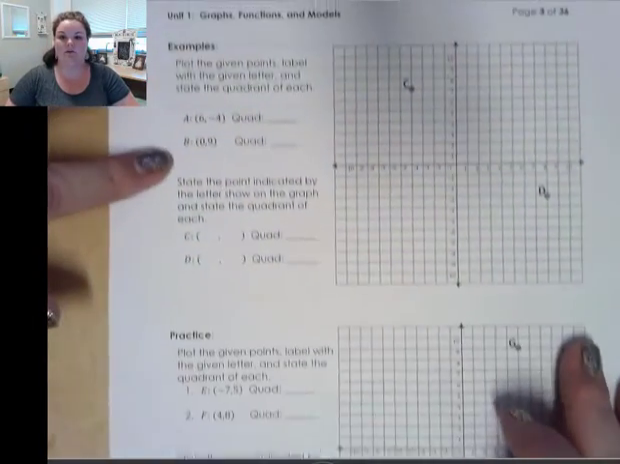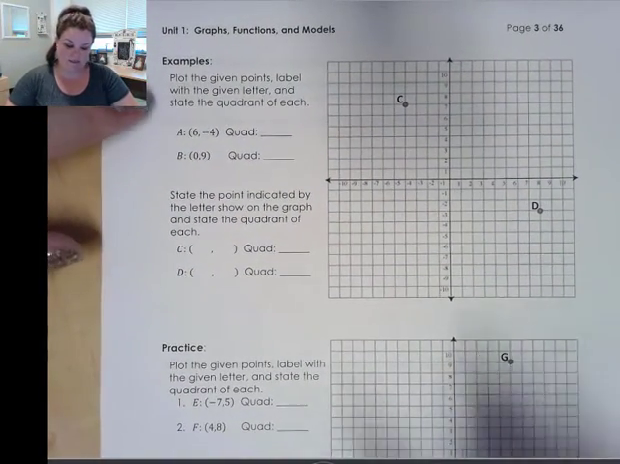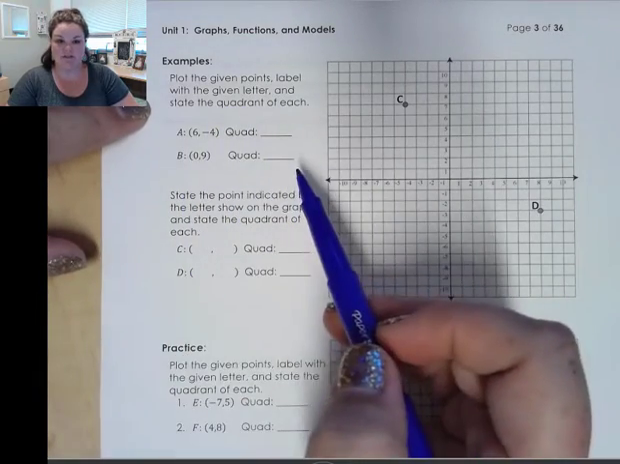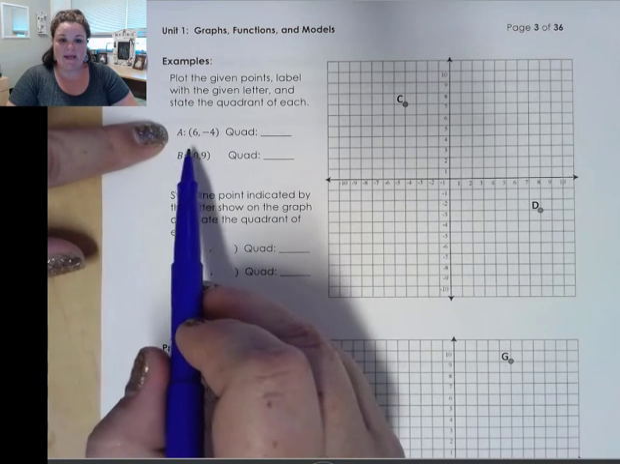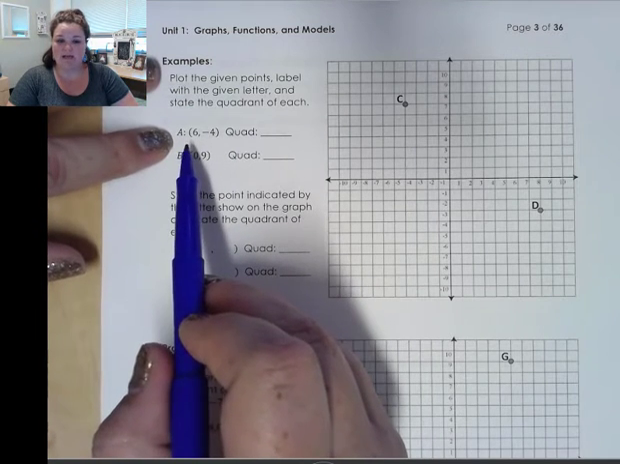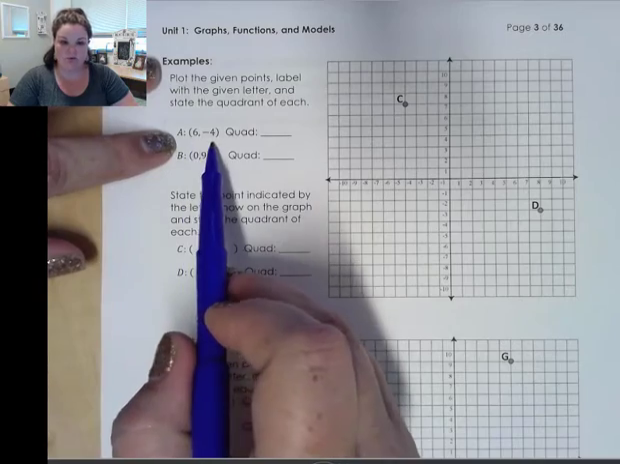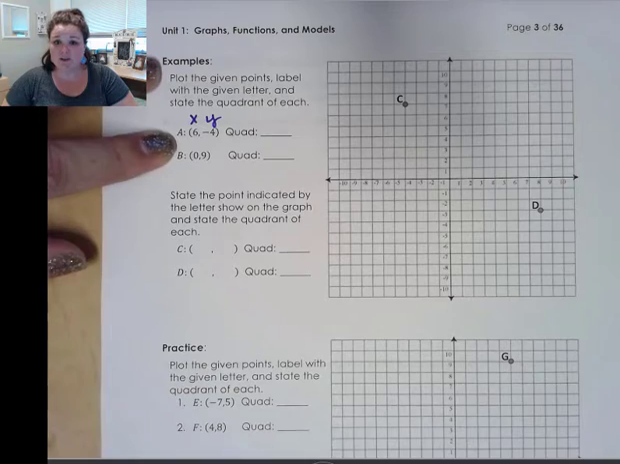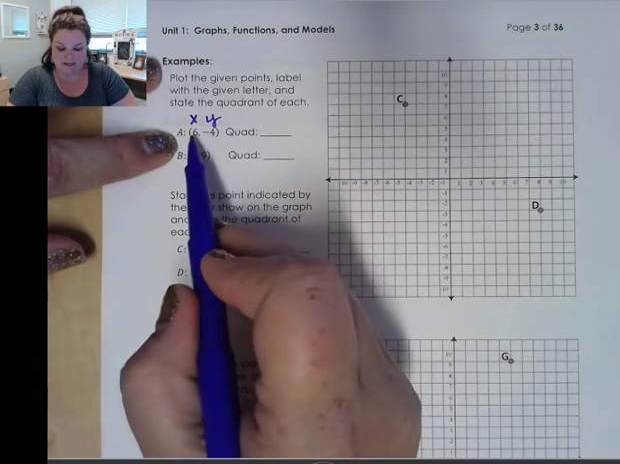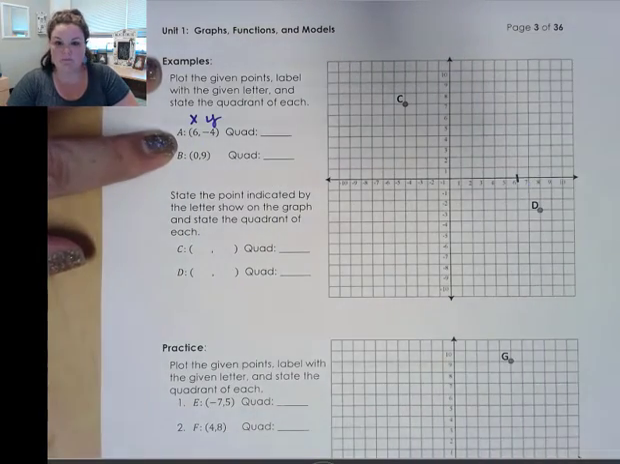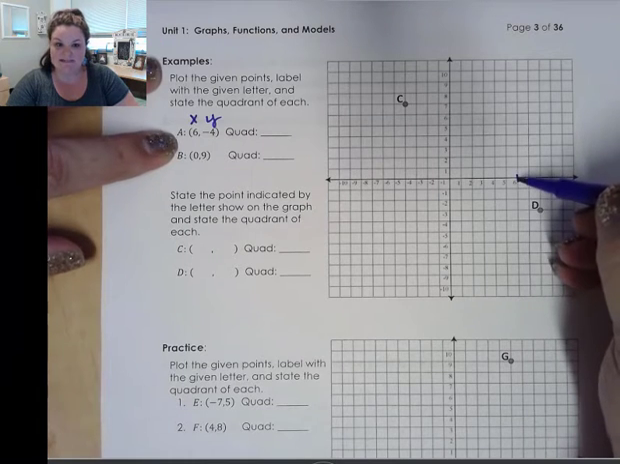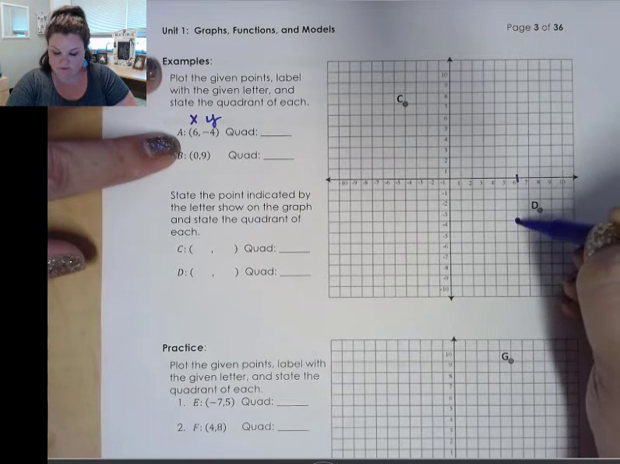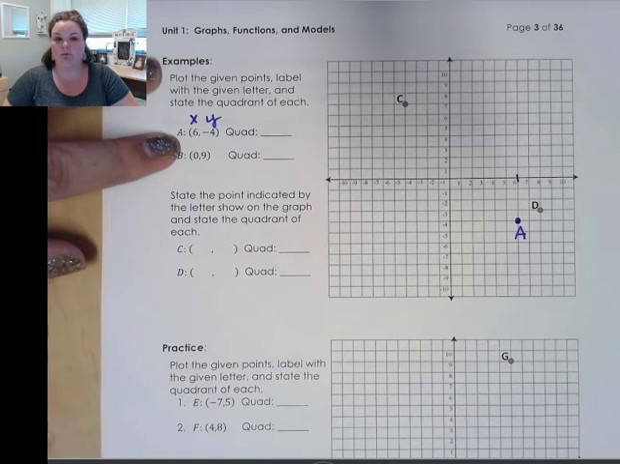All right, so a couple examples. This one says, plot the given points, label with the given letter, and state the quadrant of each. So we have letter A that we need to plot, and it's supposed to be at 6, -4. So remember, our first coordinate is our x, and our second coordinate is our y. So we're going to go to where x is 6, which is right here, right? And then we're going to go from there down to where y is -4. 1, 2, 3, 4. So this is where we're going to plot our point A.